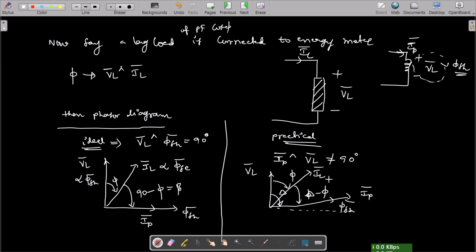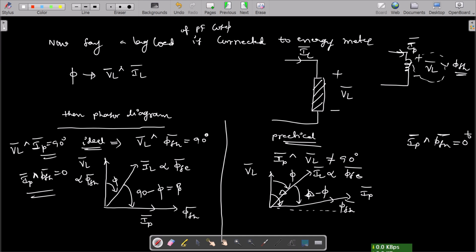Delta minus phi, and we already know that IL will be proportional to phi SC. Okay, that is this thing. Here also, in ideal case, VL bar and IP bar will be 90 degrees, and IP and phi SH angle will be 0 degrees. Here also, IP and phi SH will be 0 degrees. We have to proceed in this way.